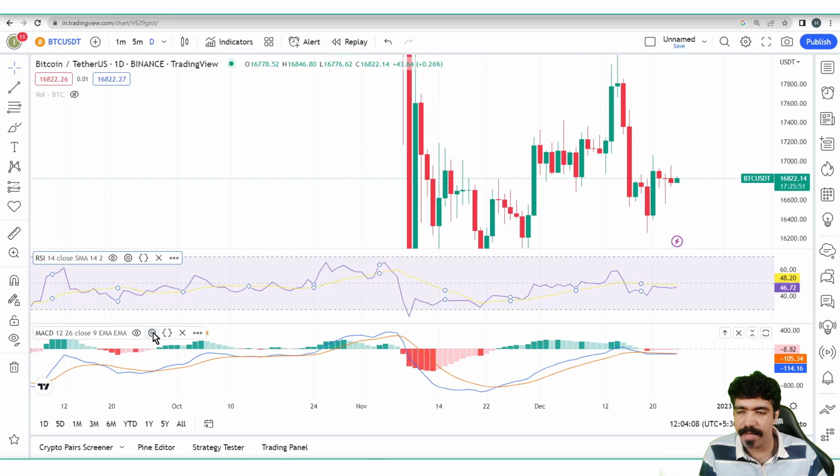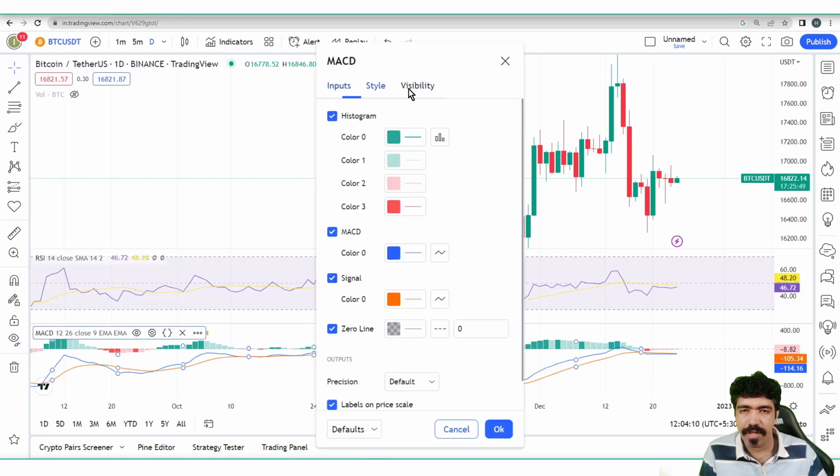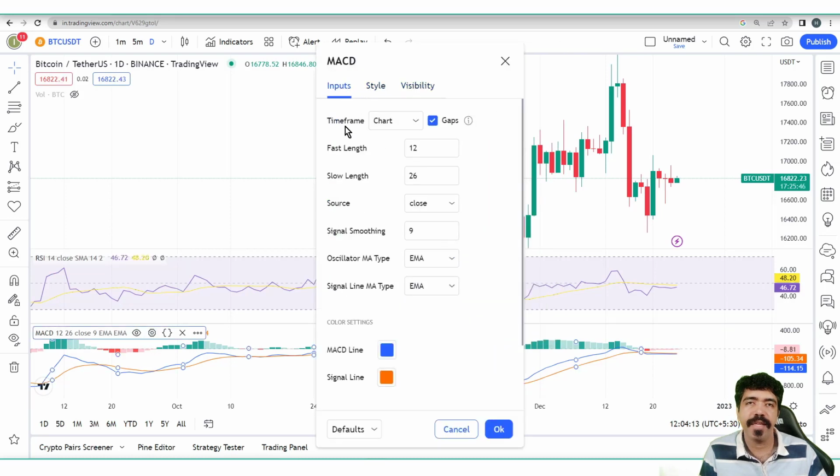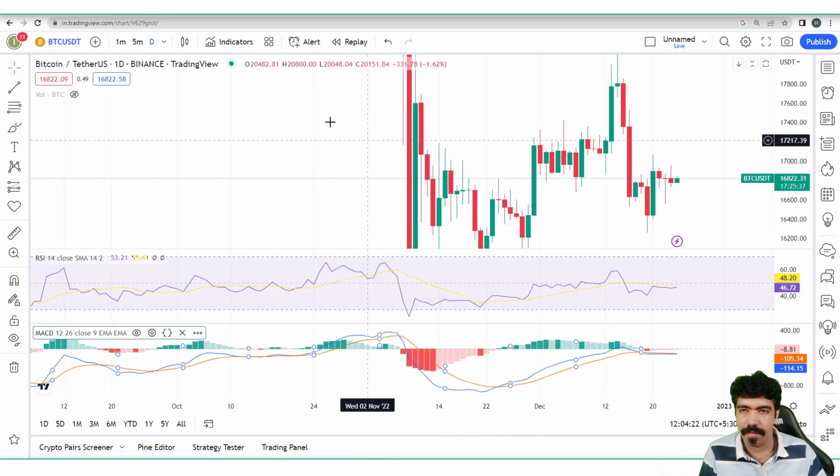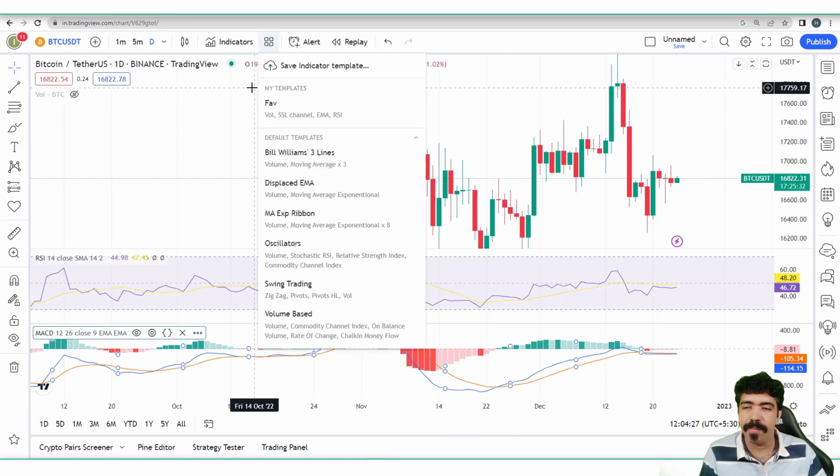In the same way, we have various settings for MACD indicator like inputs, style and visibility. We have various options such as time frame, fast length, slow length, source, signal smoothing, etc., which are various options available for the MACD indicator. Next is the indicator templates. So let us say we have implemented some 3 indicators and some settings have been done on a particular chart. Then we can save that template over here, and when we want to retrieve the template without changing the settings and the indicator types for another chart, then we can retrieve that template from this option.